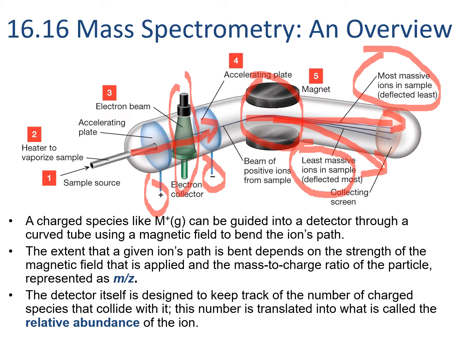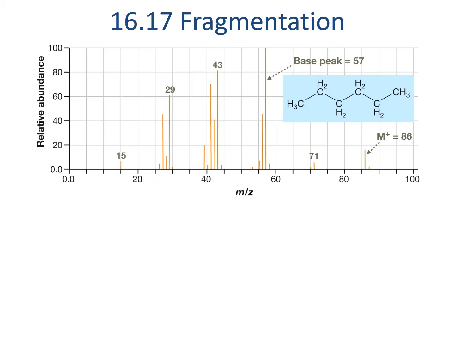These detectors will keep track not only of what hits, but also how many times it gets collisions. And so it will tell us what types of things are most commonly formed and what types of things are least commonly formed, the relative abundance.